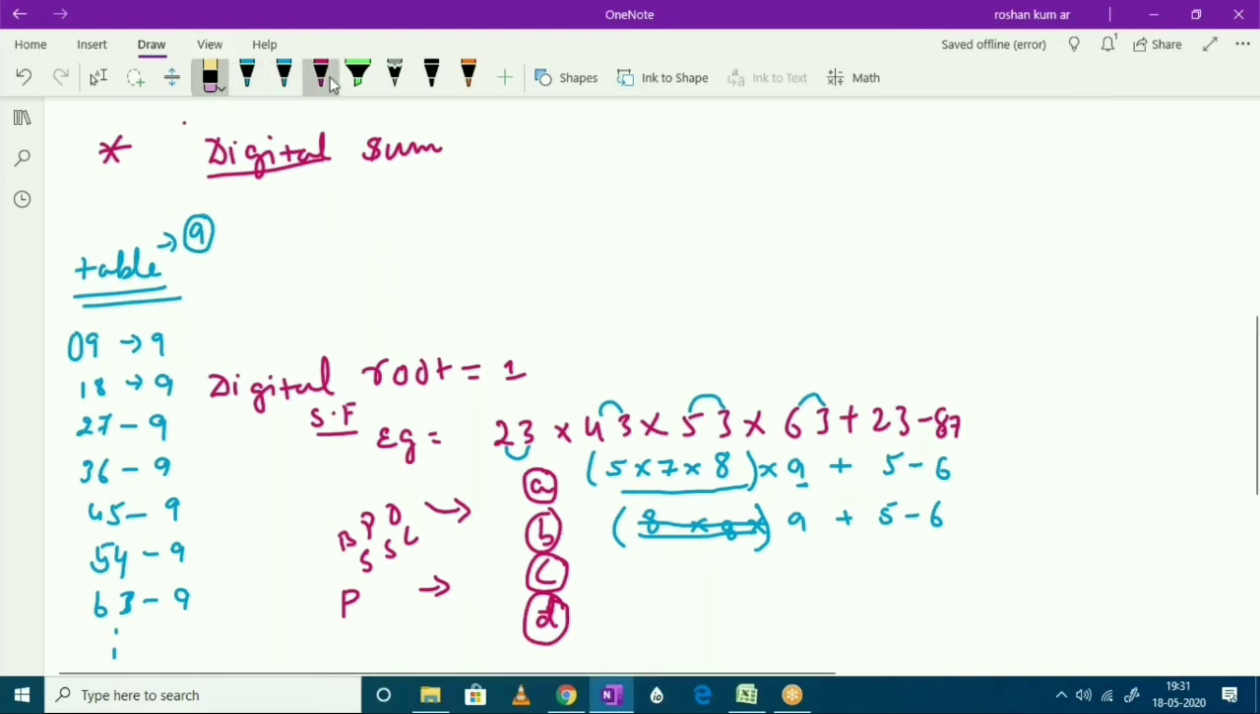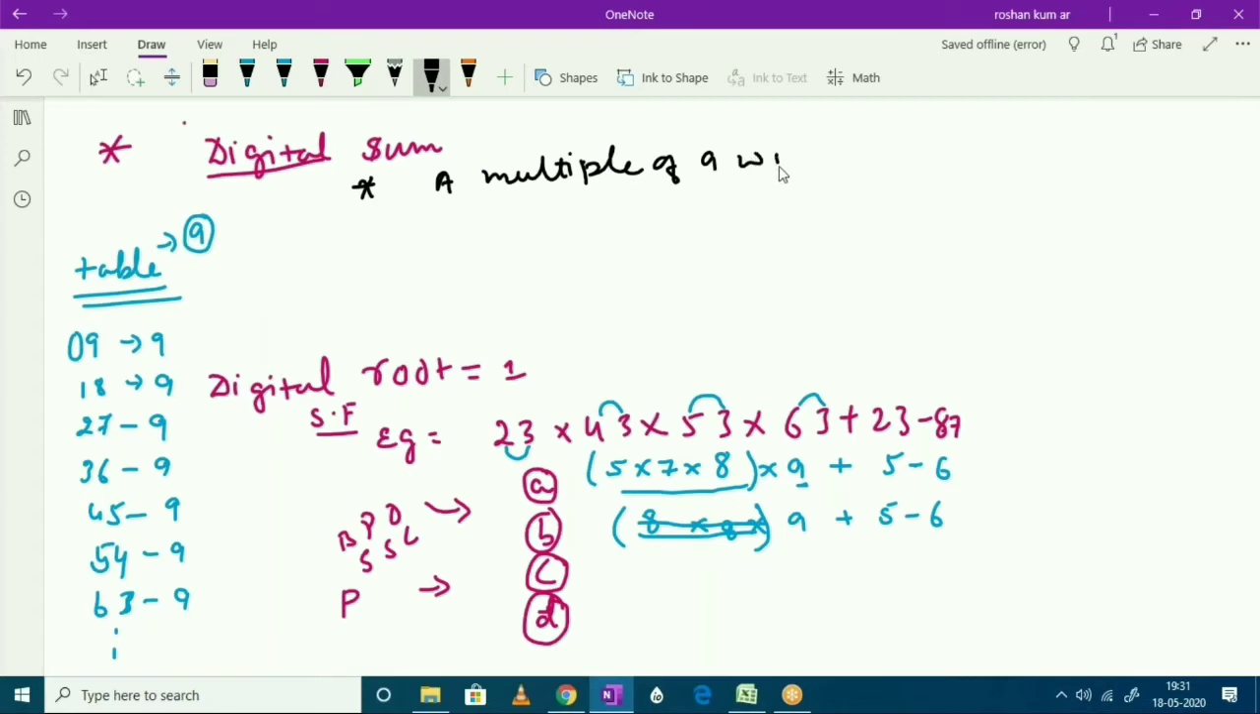Point number 1, which you should definitely focus on here. See this. Point number 1 or learning number 1. A multiple of 9 will always produce a digital sum of 9. जो भी मल्टीपल ऑफ 9 होता है ना, वो हमेशा डिजिटल सम 9 प्रोड्यूस कर देता है. मतलब 9 में कुछ भी नंबर मल्टीप्लाई कर दो, आपका हमेशा डिजिटल सम 9 होगा.